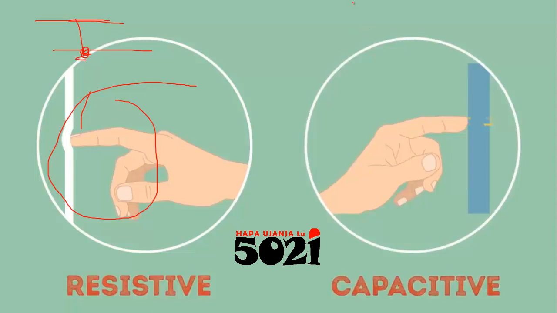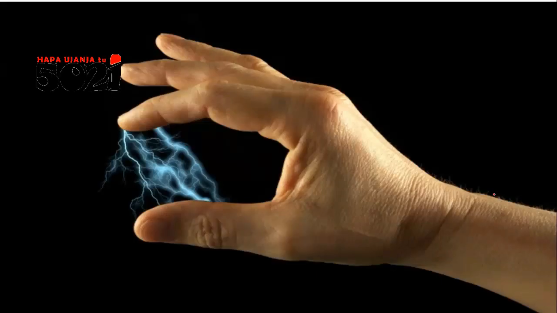Now let's go to the capacitive, you know, hizi tuangalie za capacitive. Na sasa hizi, kabla tujaingia kwenye capacitive, nataka ukubali ukweli kwamba mwili wako kuna umeme, yani we call it static energy, static electricity.